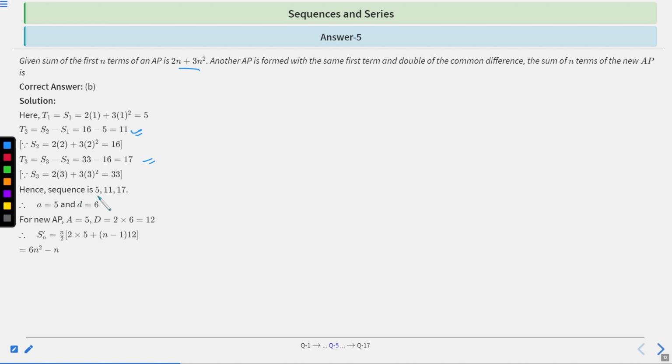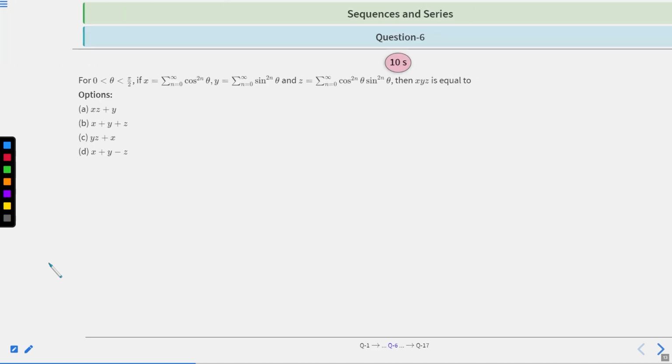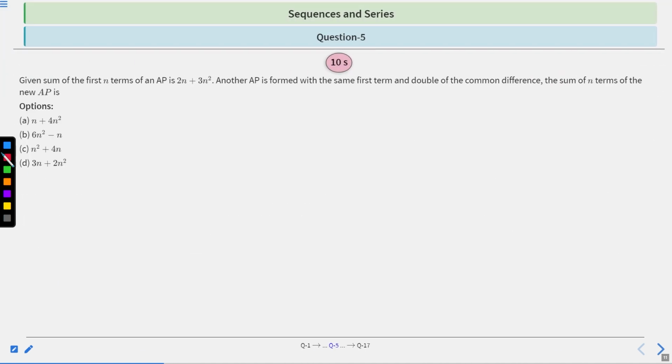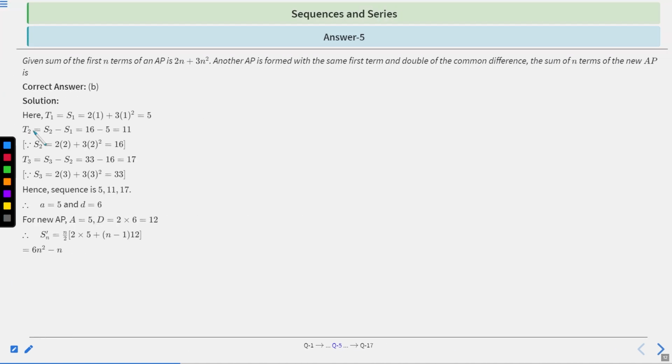Now the sequence is 5, 11, 17, right? a is equal to 5 and d is equal to 6. Now, for the new AP having first term 5 and common difference double of the common difference, d is 2 times 6, which is 12. So Sn dash is n by 2 into 2a plus n minus 1 into d. By putting the values of a and d, we get Sn dash is 6n square minus n. So I think option B is the right choice. Let's move to the next question.